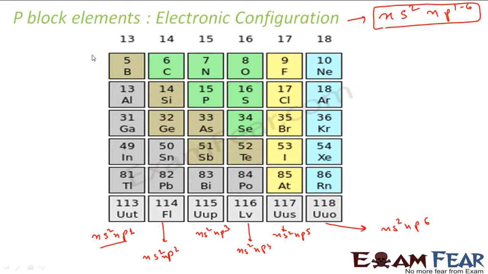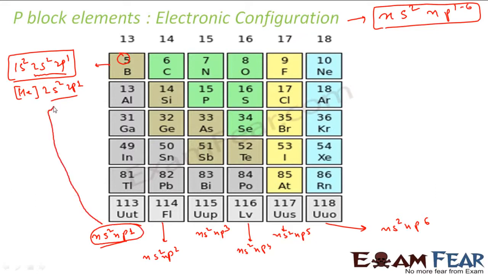Correct? So for example, boron, it will be what? Atomic number 5, 1s2, 2s2, 2p1. So if you see, this is nothing but, or I can write boron as [He] 2s2 2p1. So if you see, the pattern is similar.